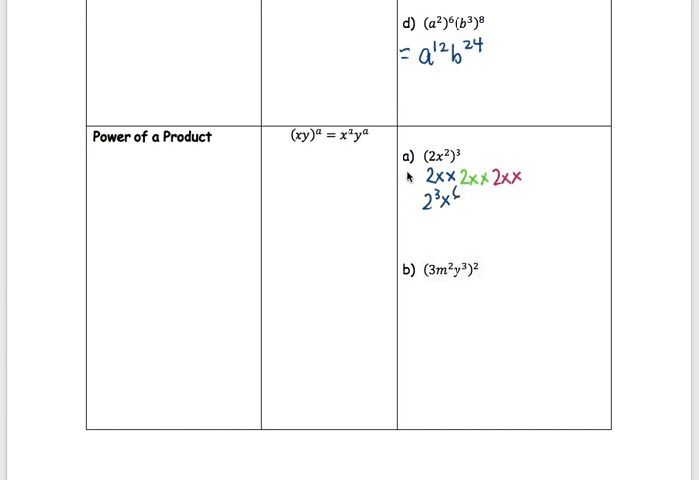So what did you notice? Let's evaluate this number here because we know it. That's 8. So what did we notice from here to here? Well, this 3 went onto the 2, so it became 2 cubed to make 8. And with the x's here, the exponents were multiplied together to make 6. Okay, so that's what you're doing here. Think of it like that: the 3 belongs to everybody inside.